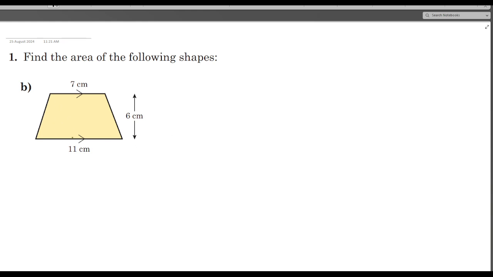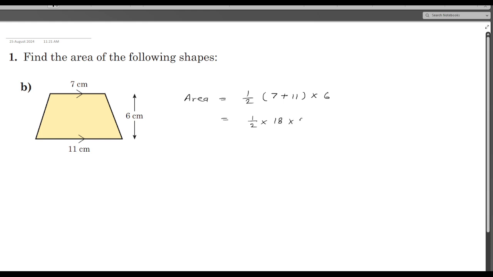Here we have a trapezium shape, and for a trapezium your area is 1 divided by 2 times the sum of parallel sides. So here parallel sides are 7 and 11, into the distance between the parallel sides, which is 6. So your area is 1 by 2 times 7 plus 11, which is 18, times 6. So here it is 9 times 6, which is 54. So 54 centimeter square is your area.